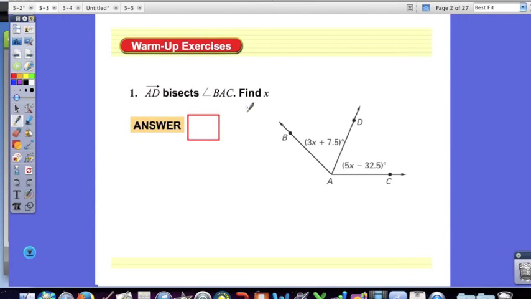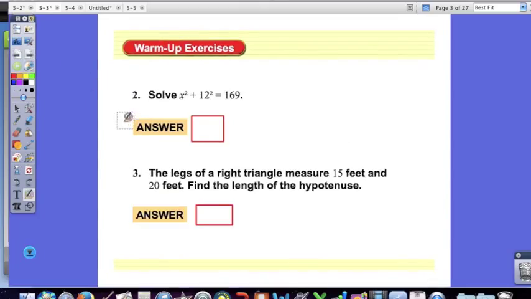AD bisects angle BAC. We've done problems like this before in chapter 1. If I tell you that they bisect, you can set them equal to each other and solve, and you get that the answer is 20. Next problem, you should be able to solve this. Answer is positive or negative 5.